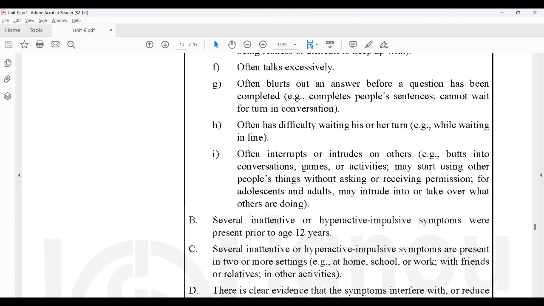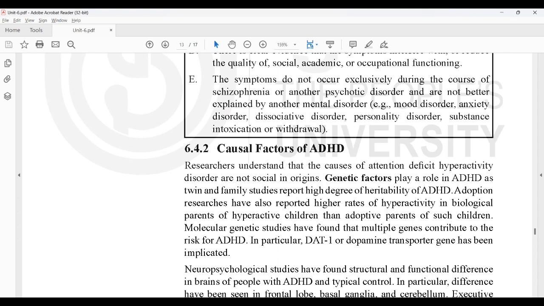B. Several inattentive or hyperactive impulsive symptoms were present prior to age 12 years. C. Several inattentive or hyperactive impulsive symptoms are present in 2 or more settings, for example, at home, school, or work, with friends or relatives, in other activities. D. There is clear evidence that the symptoms interfere with, or reduce the quality of, social, academic, or occupational functioning. E. The symptoms do not occur exclusively during the course of schizophrenia or another psychotic disorder and are not better explained by another mental disorder, for example, mood disorder, anxiety disorder, dissociative disorder, personality disorder, substance intoxication or withdrawal.